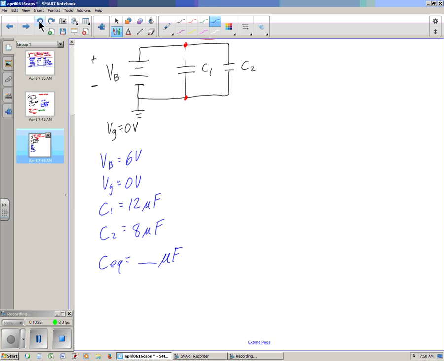Okay, there's more information we need to look for. One of those is going to be V1. I'll explain that in a minute. Another one is V2. Another one is Q1 in microcoulombs. And the final one is Q2, also in microcoulombs. So obviously this is a little more complicated than the first problem we did because of the capacitors. There are a lot more things that we have to do.